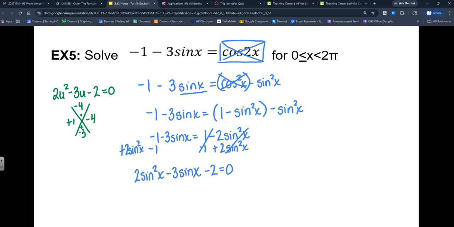But I can't stop here. There's one more step on this type of problem. What have I got to do? Divide by 2. This one reduces to negative 2. This one does not. So this is going to factor into 2u plus 1, u minus 2. And really our u's are just signs, right? So I've got 2 sine x plus 1 times sine x minus 2 equals 0.